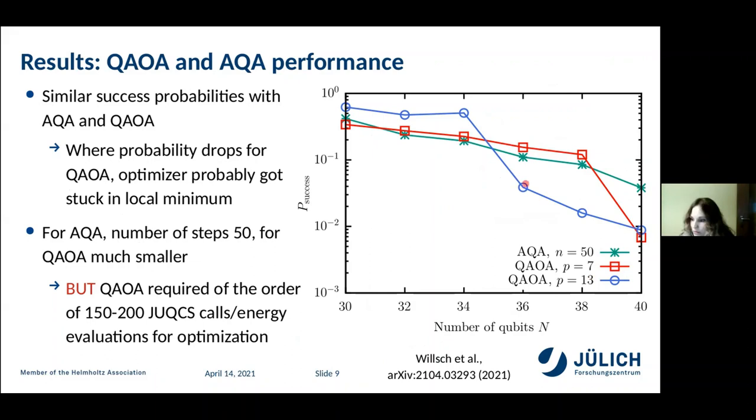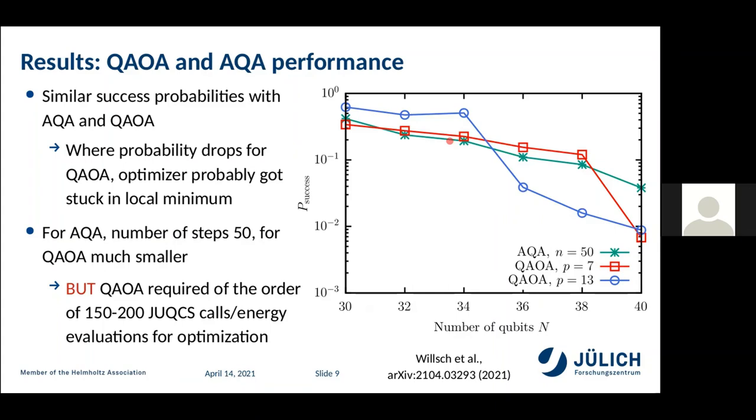So we believe that here the optimizer got stuck in a poor local optimum. And for P equals 13, we have more parameters, so it's probably just more likely that there are more local minima which are less optimal. I mean, here it's still higher than the... And for 40 qubits, it is also higher. Yeah, I see. Okay, and I also have a second question.